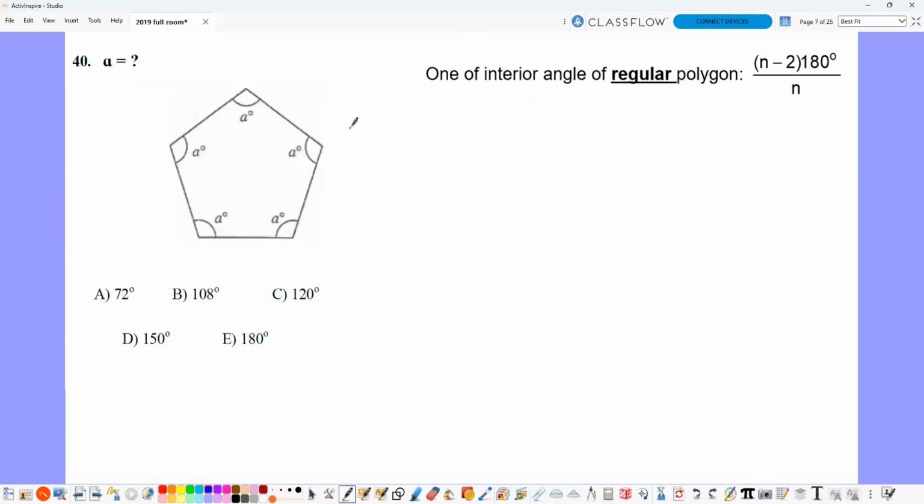The next question is about regular polygon. When all angles are equal, we are going to name this one as a regular polygon. All the sides also should be the same. But we understand from the figure that all the sides are equal. So if you want to find the interior angle of the regular polygon, you are going to apply the formula n minus 2 times 180 over n, where n is the number of sides of the polygon.